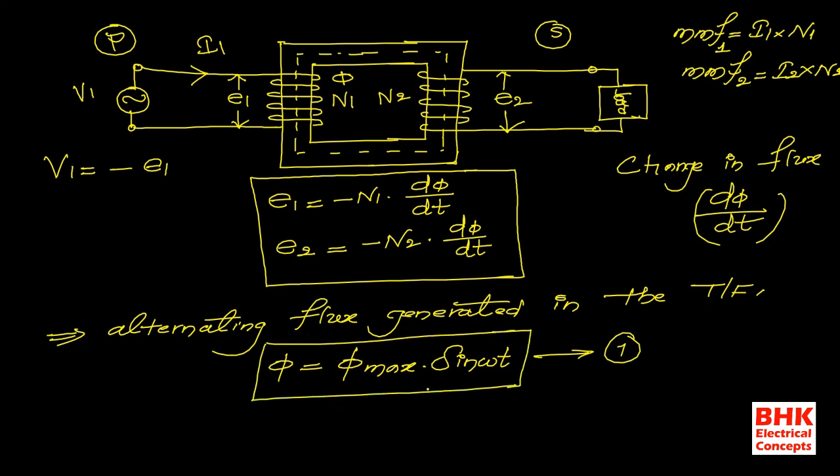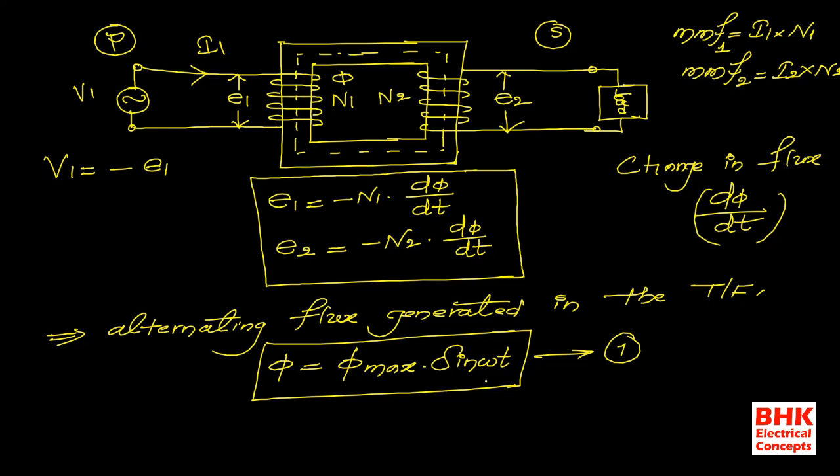With the help of this expression only, we need to get the exact EMF equation of a transformer in the primary side and secondary side. Up to this point we discussed the principle of operation of a transformer, how we are getting the EMF expression from the primary side and secondary side, and what is the alternating flux expression of a transformer. Up to this point is clear.